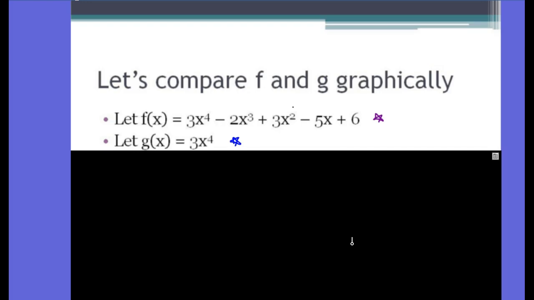So put your standard window up. I know our window's been changed, so make sure you just hit Zoom 6 the first time you do this. That way it's a standard normal window. So when you do it the first time, do you see both the red and the blue function? Do they appear to be the same function?